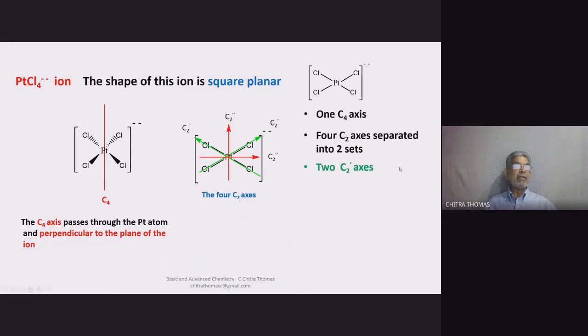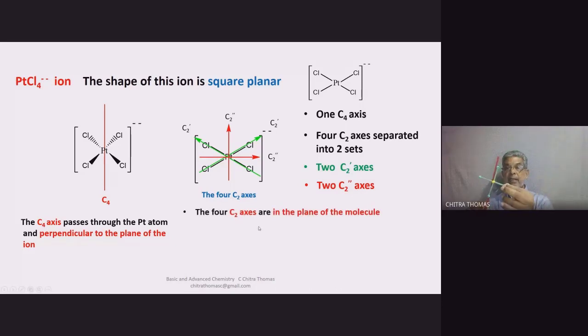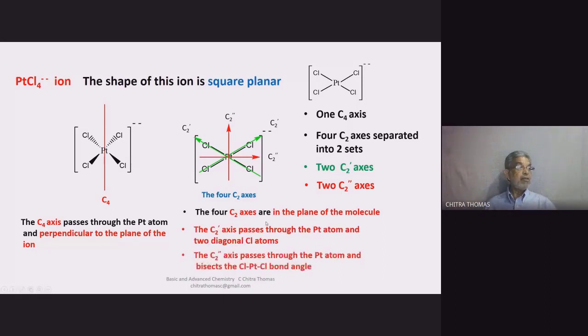Repeat it. There are four C2 axes separated into two sets: two C2 prime axes and two C2 double prime axes. All the four are in the plane. The C2 prime passes through the platinum atom and the two diagonal chlorine atoms, and the C2 double prime passes through the platinum atom and bisects the chlorine, platinum, chlorine angle.